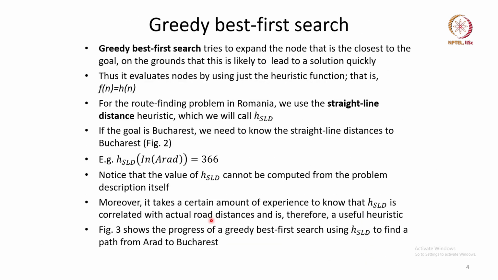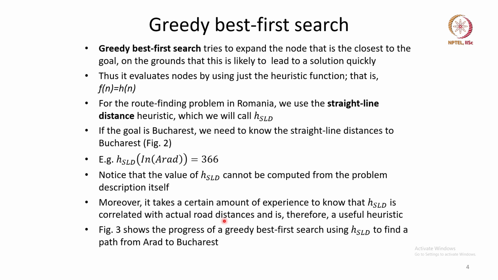So obviously whatever straight line distance we are taking is somewhat correlated to the road distance, right? A city which is closer to another city will definitely have a smaller distance even on the road.